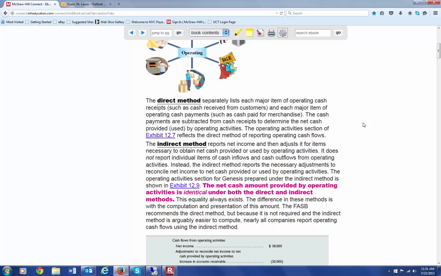The direct method lists each major item of operating cash receipts and each major item of operating cash payments. Then you take the cash payments and subtract them from the cash receipts to get your net cash provided or used by operating activities. The indirect method starts with net income and then adjusts it for activities necessary to obtain the net cash provided or used by operating activities. So it doesn't report individual items coming in or out. It starts with the net income figure.